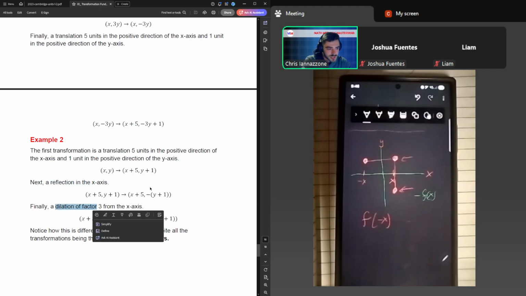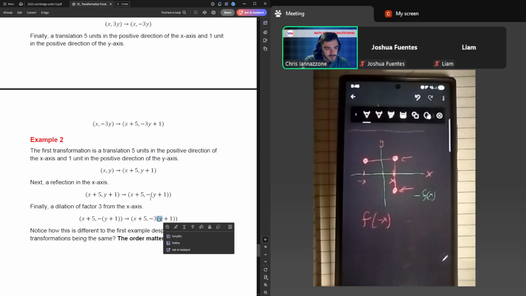Now when you do your reflections and dilations, it's not just the y value that gets the negative or the multiply, it's the entire thing in the y spot. So you have y plus 1 here, so the whole thing gets that negative. You have minus y plus 1 here, the whole thing gets that multiplied by 3. And so when you finally compare your two results, you'll notice this is definitely different to this. All that to say, the order matters.